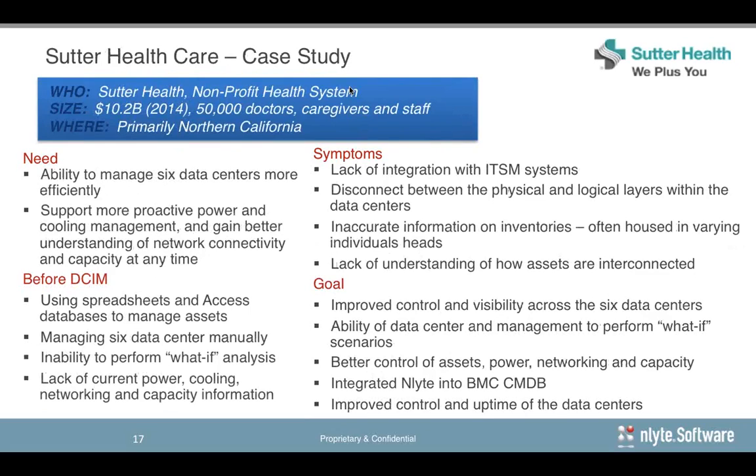So the second case study here, which we actually have up on our website, is the Sutter Healthcare case study. For those that are not familiar with Sutter Healthcare, it's a nonprofit health system. Approximately last year in 2014, they did $10.2 billion in revenue. They have 50,000 doctors, caregivers, and staff. Mainly, they do business in Northern California.